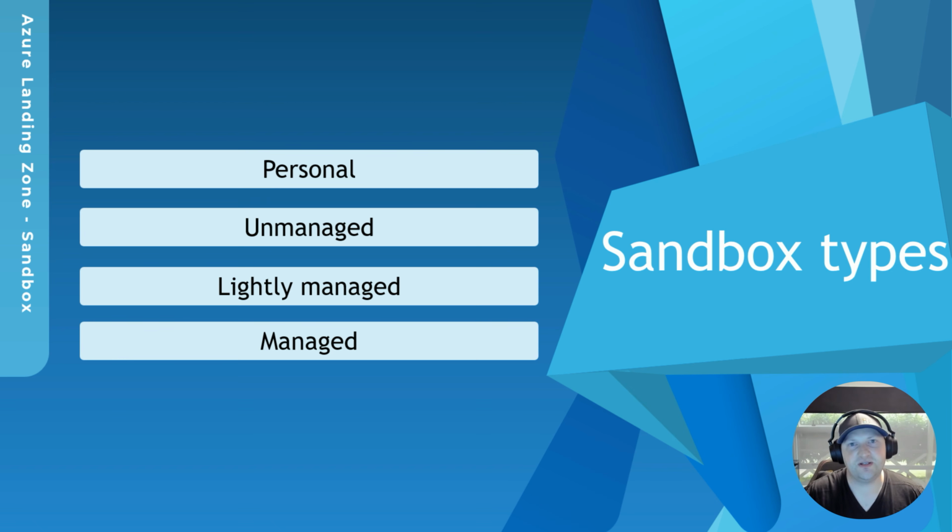So when it comes to the different types of sandboxes you may be looking at, I like to think of it as 4 different sandbox types. You've got your personal, your unmanaged, your lightly managed, and your managed. I'll discuss what each of these are shortly. But before I go to the next slide, I just want to discuss personal a bit because this is the only place that we'll really talk about it.